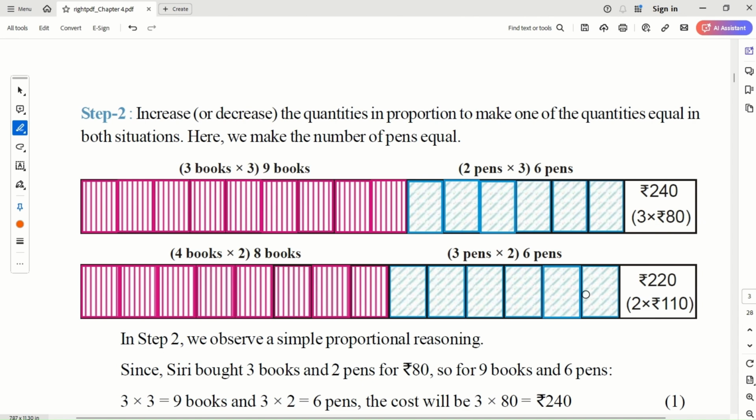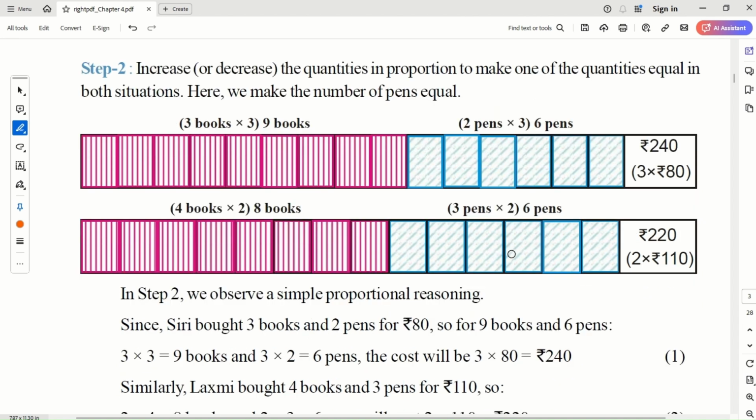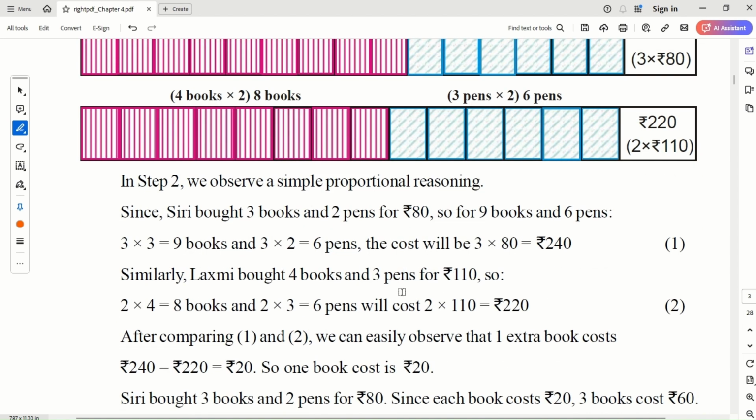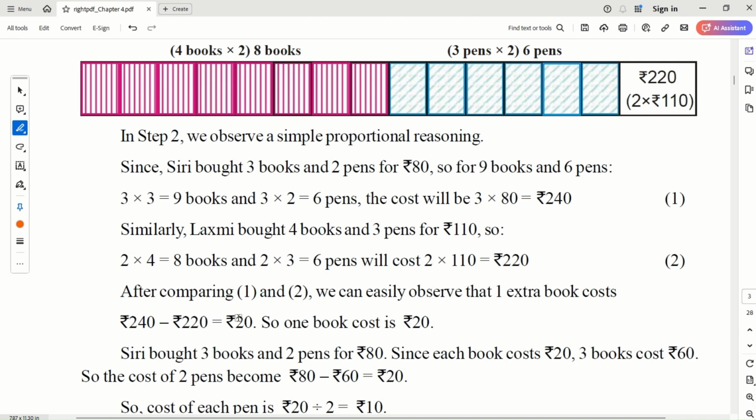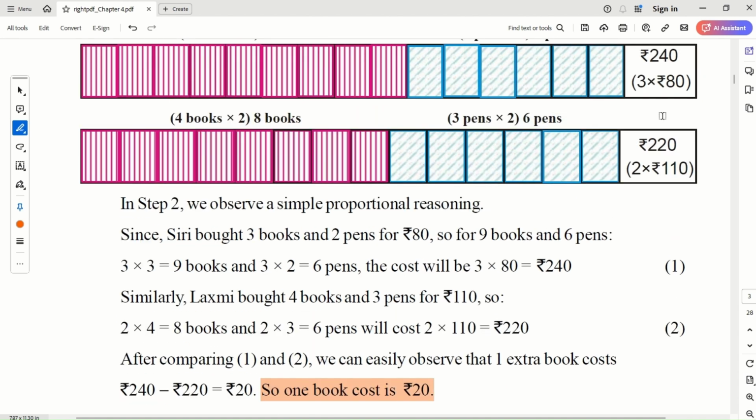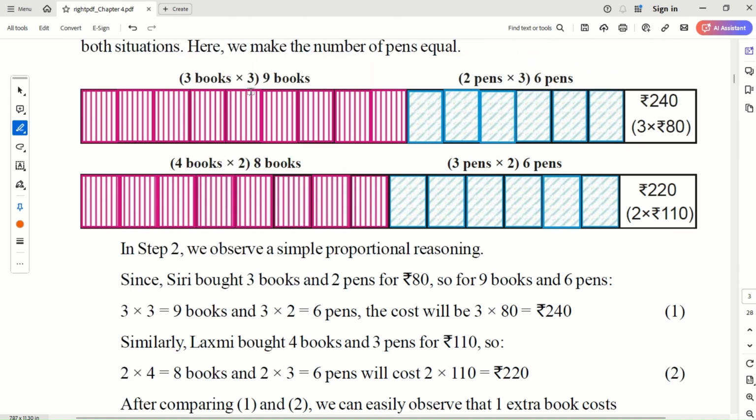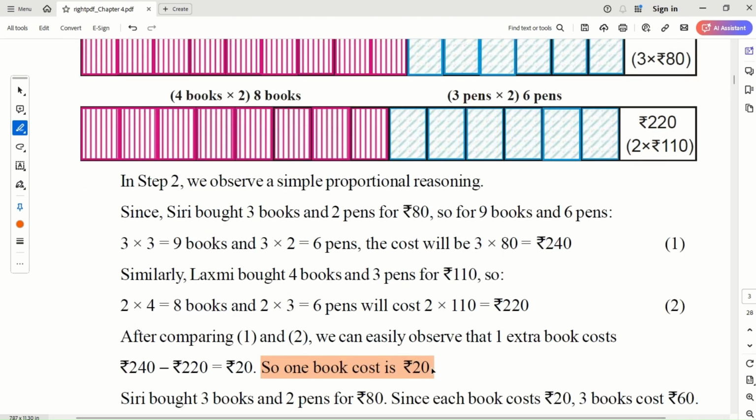Now if you observe, there are six pens in both of these. The only difference is nine notebooks here and eight notebooks here. So if you subtract both of them, you will get one notebook's price. 240 minus 220, the difference is only one notebook, the pens are the same. So one notebook costs 20 rupees.